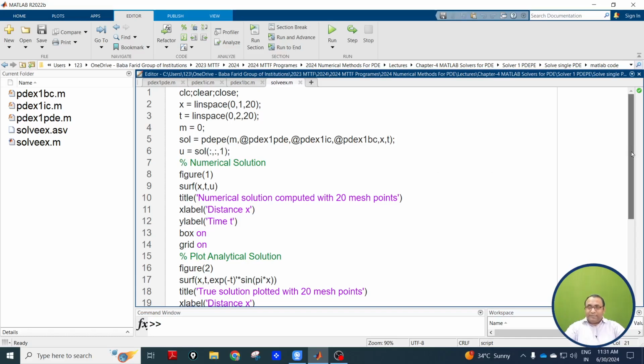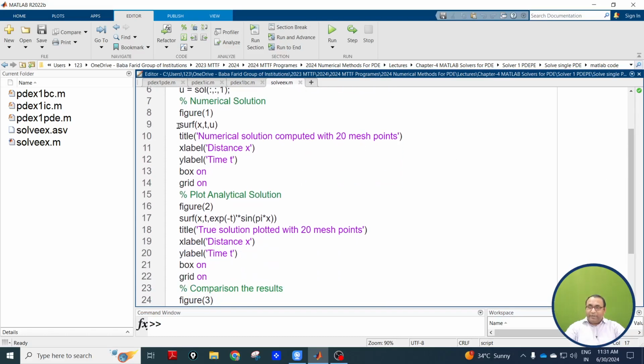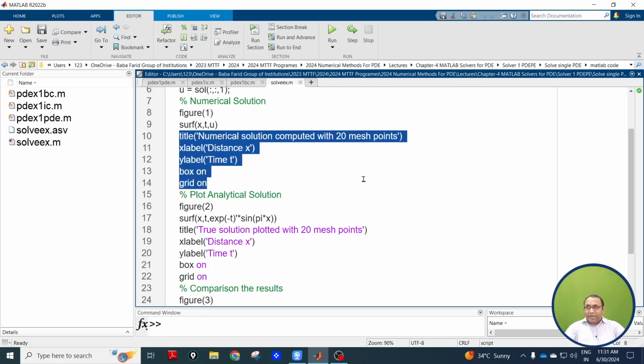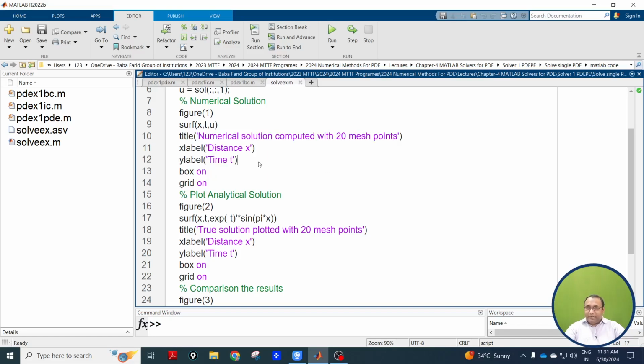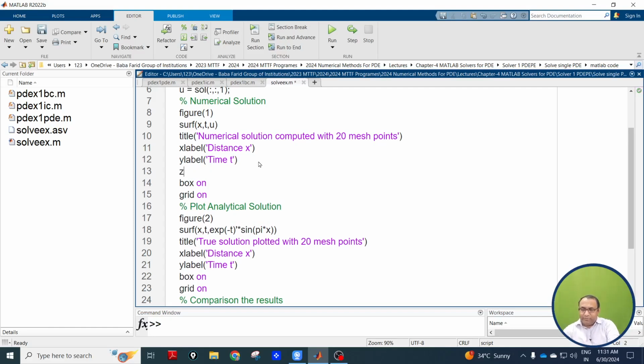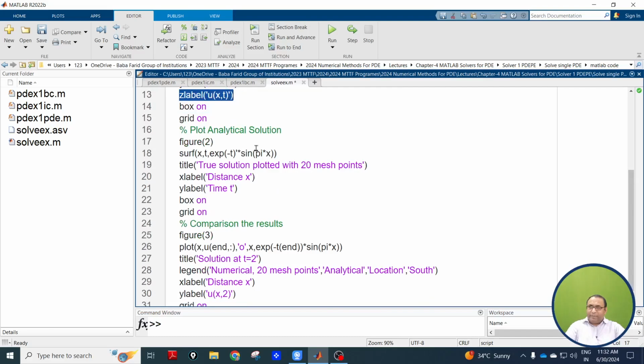To visualize these results for the numerical solution, we have surf(x,t,u). This will plot the graph. Then this is a sequence of statements: title, numerical solution computed with 20 mesh points. The xlabel is distance, the ylabel is time t, and if you want to use zlabel, you can use it also. The zlabel will be solution. This is u(x,t). Then box on and grid on.